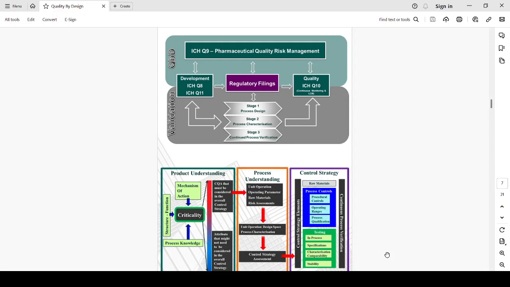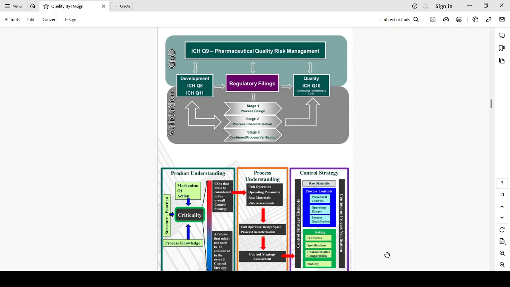So we have 3 different strategies. The first one is product understanding. Here the criticality is that we can understand the mechanism of action and the structure and function, and the process knowledge. This will be linked with the process understanding, for example, unit operations and operating parameters, raw materials, risk management. So finally, the control strategy assessment is there.